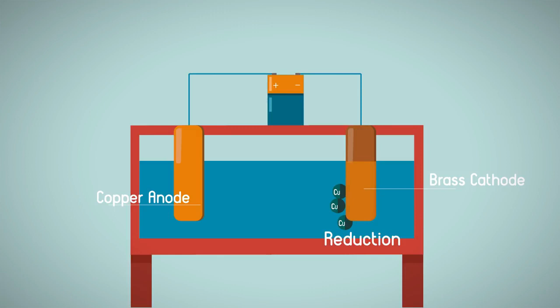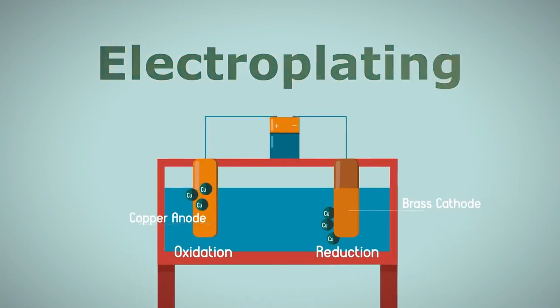At the anode, the current causes the metal atoms to lose electrons and dissolve into the electrolyte solution. The electrons, which the metal atoms lose, flow back to the power source and around to the cathode. Losing electrons at the anode is known as oxidation. So just remember, we have reduction at the cathode and oxidation at the anode, and that's electroplating.